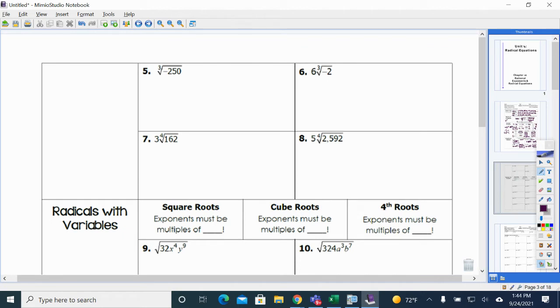Number 5, I have the cube root of negative 250. All right, so a couple things here. Cube root, the index is 3. It's an odd index. A negative underneath equals a negative outside.